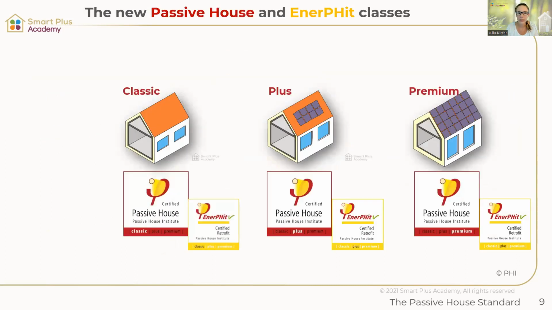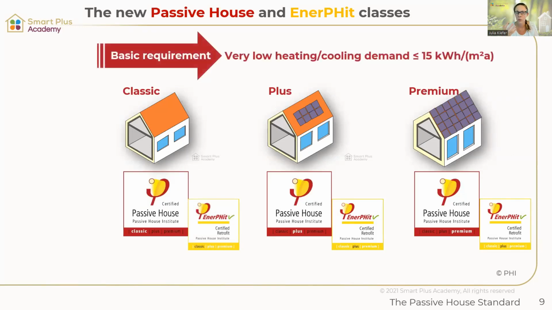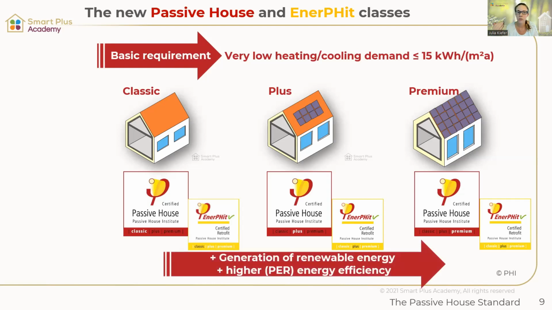So here again, the Passive House and Enerphit classes, just as a little summary. Our basic requirement is always a very low heating and cooling demand of lower than 15 kilowatt hours per square meter a year. But we're now adding the generation of renewable energy and a higher PER energy efficiency. So our classic means we're reducing our energy consumption. The plus means we're starting to produce energy. And the premium, we can then even start to store because we're producing so much energy. So that should always be your order of things: reduce, produce, store.